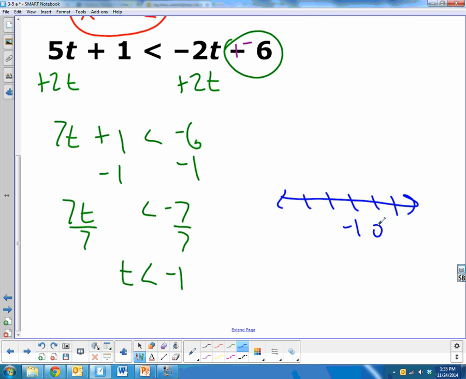So negative 1, 0, 1. Fill in my graph. T is less than negative 1. There's been a lot of less thans in these examples. T is less than negative 1. Negative 2 is less than negative 1.